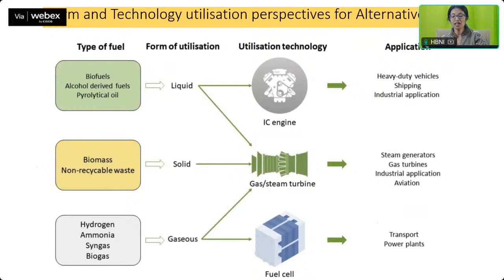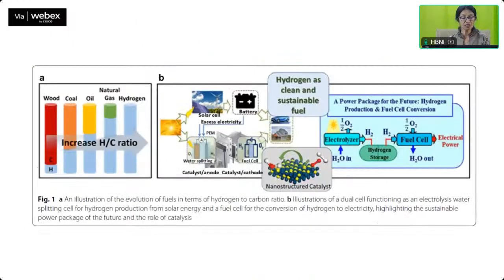Similarly, the liquid you can use in gas and steam turbines, and you can use it in steam generators, gas turbines, industrial applications, and aviation. And also this biomass non-recyclable waste, you can use it in the solid form. Again, you are burning it in the gas or steam turbine, and you have all these other applications. Then you can have other fuels like hydrogen, ammonia, syngas, and biogas, all generated from biomass, and you can use them in the gaseous form in the fuel cell, and you can use them for transport. You can also use them to power the different plants.